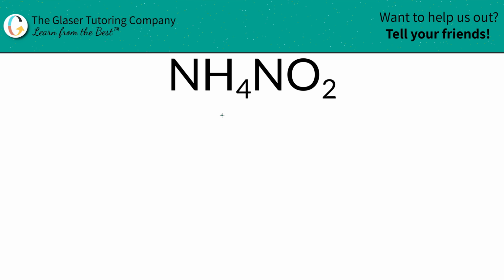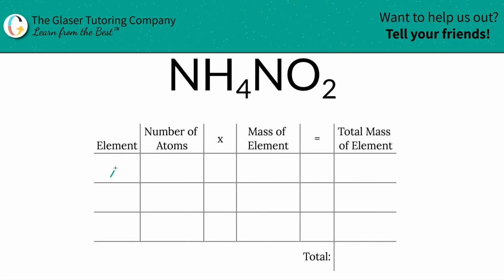Hi, Andrew here. Today I would like to teach you how to find the mass percent of nitrogen, hydrogen, and oxygen in ammonium nitrite. First thing is we're going to find the total mass and then we'll find those percents. Watch how quick and simple this is. Bam! So the first step is we're going to write down the elements we have in the compound.